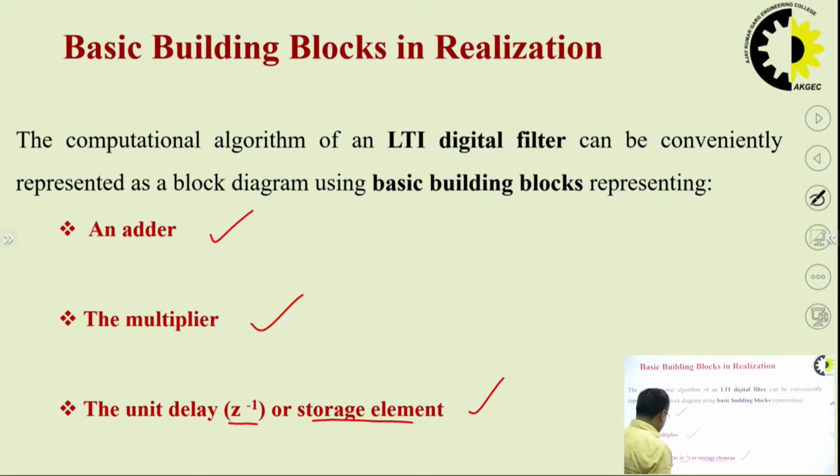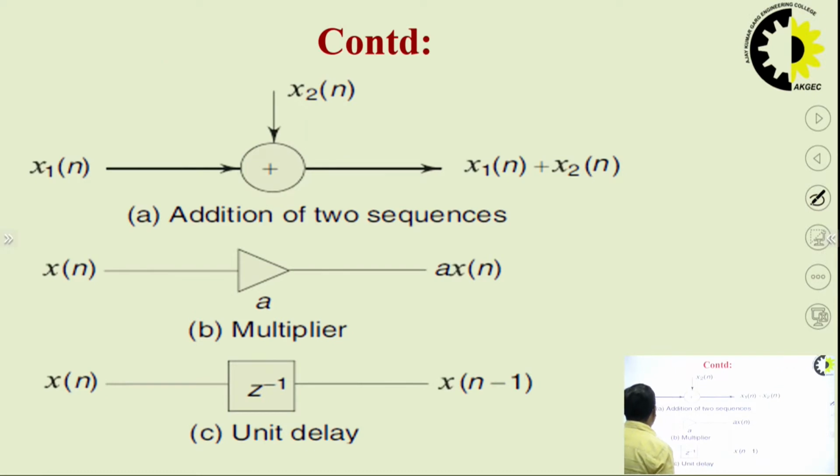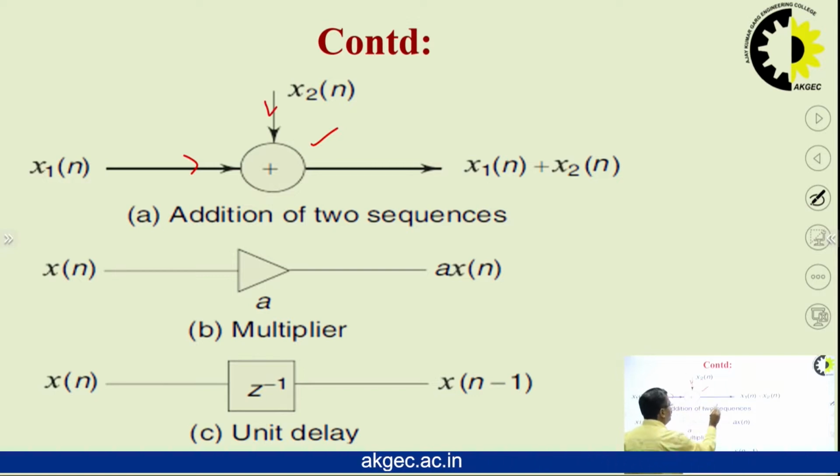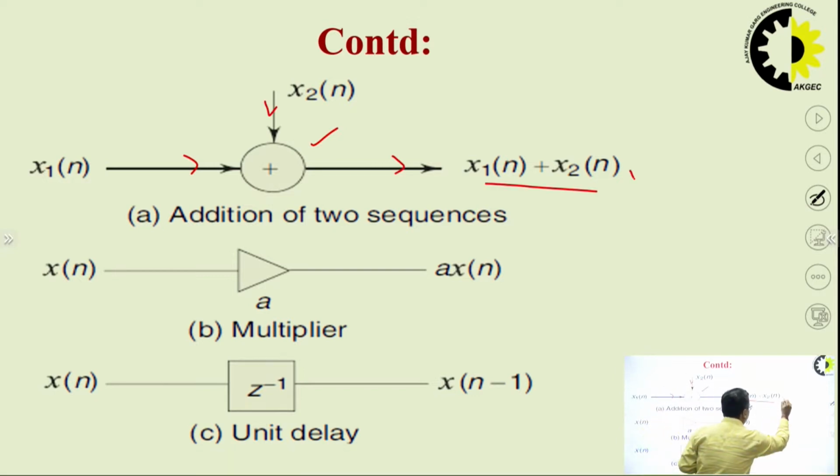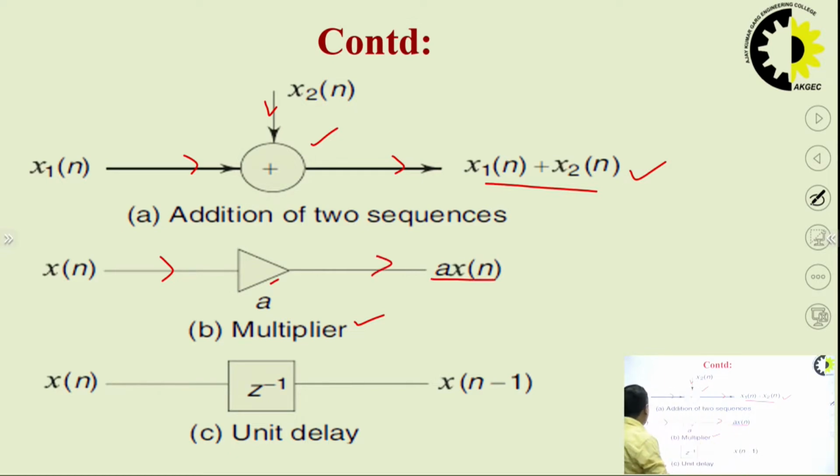Okay. So, we will see how it is possible. If we are using the adder, here x1 of n is coming, from here x2 of n is coming, then the output is x1 of n plus x2 of n. It means both the signals are added through the adder. Second block is the multiplier. If you are giving the signal x of n here and you are using the multiplier by a, the signal will be a into x of n. So, your signal is x of n initially, but through the multiplier, your signal now becomes a into x of n. So, this is our multiplier.